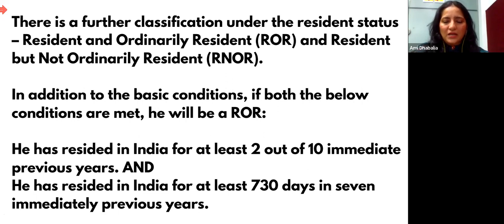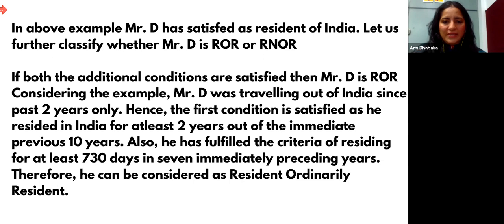In addition to the basic condition, if both the below are met, he will be a ROR. He has resided in India for at least 2 out of 10 previous years, and he has resided in India for at least 730 days in 7 immediately previous years. In the above example, Mr. D has satisfied as a resident in India. Let us further classify whether he is a ROR or RNOR. If both the additional conditions are satisfied, then Mr. D is a ROR. Considering the example, he was traveling out of India since the past 2 years only.